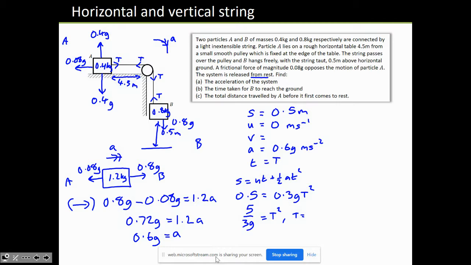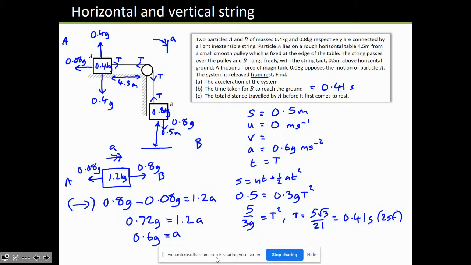We get 5√3/21 on the calculator, or 0.41 seconds to two significant figures, which is a useful measurement to do because we had our gravitational constant as 9.8, which is to two significant figures. So the total time to take it to reach the ground, 0.41 seconds.